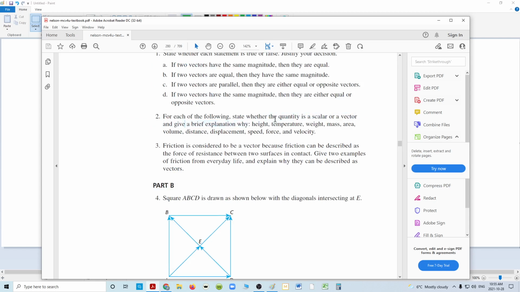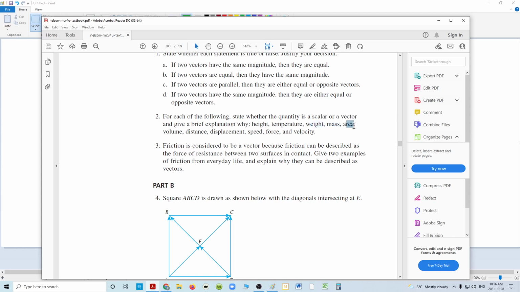For each of the following, state whether the quantity is a scalar or a vector and give a brief explanation why. Height, it's a scalar. There's no direction. Well, I mean up. There's an implied direction, but no. You can measure someone's height when they're lying down. Temperature, it's a scalar. Weight and mass could possibly be defined as a vector because gravity defines weight, and I believe mass doesn't matter, or vice versa. I forget.